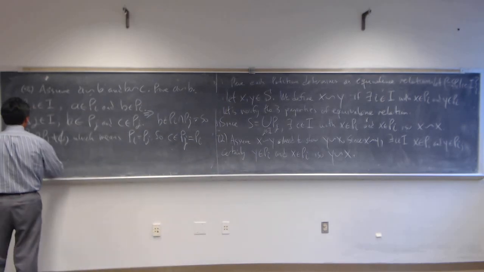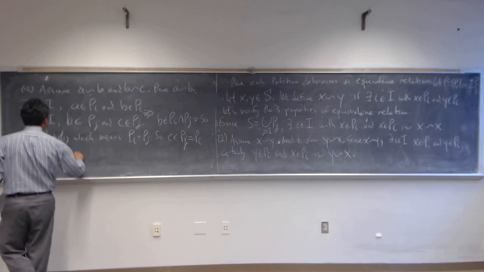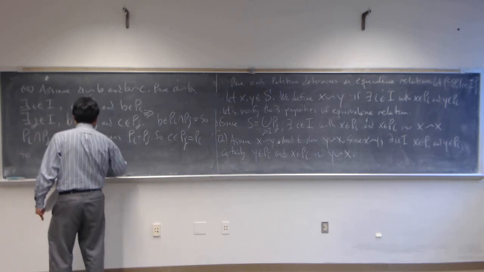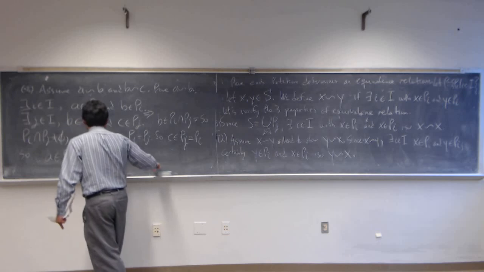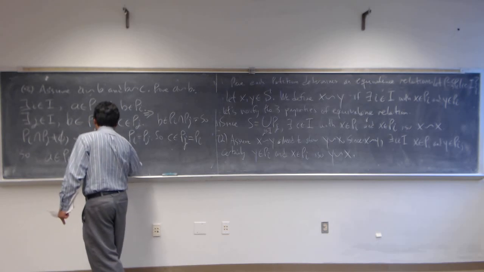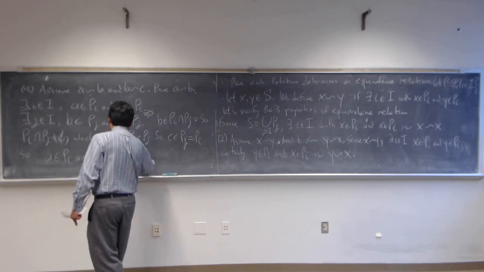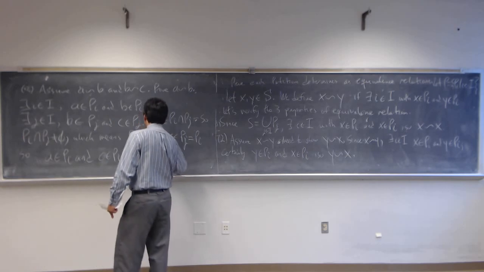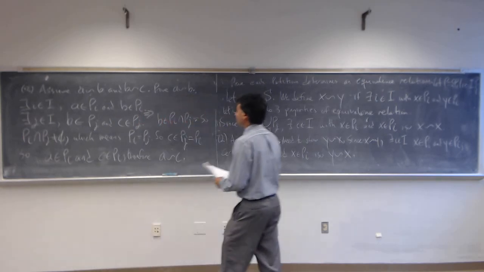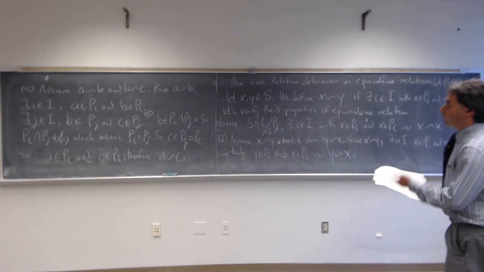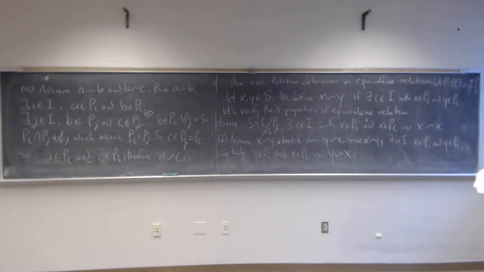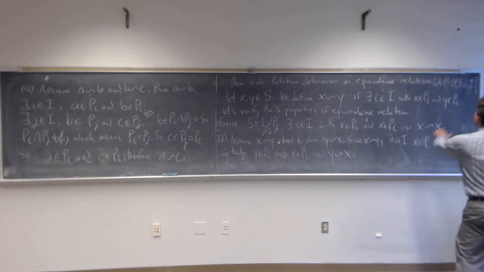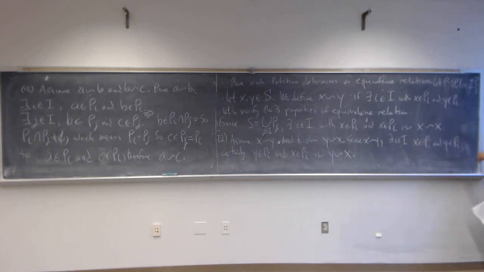So A is in P_i, C is in P_j, which is P_i, so C is in P_i, therefore A is equivalent to C. So we've got an equivalence relation. So each partition determines an equivalence relation, and we've already proved that any equivalence relation will lead to a partition where the blocks of the partition are just the equivalence classes.